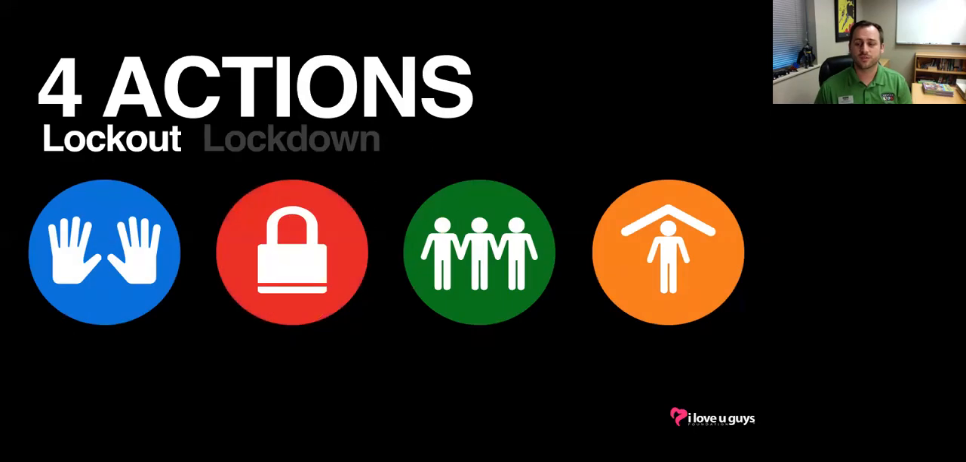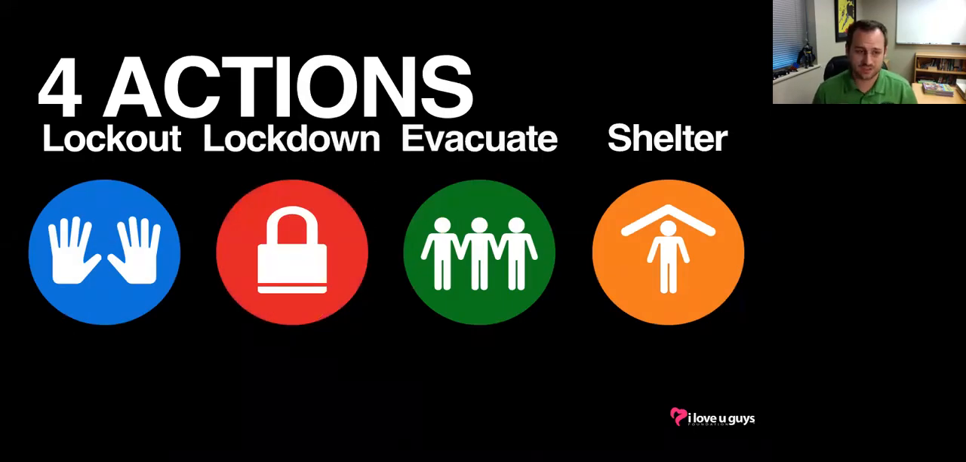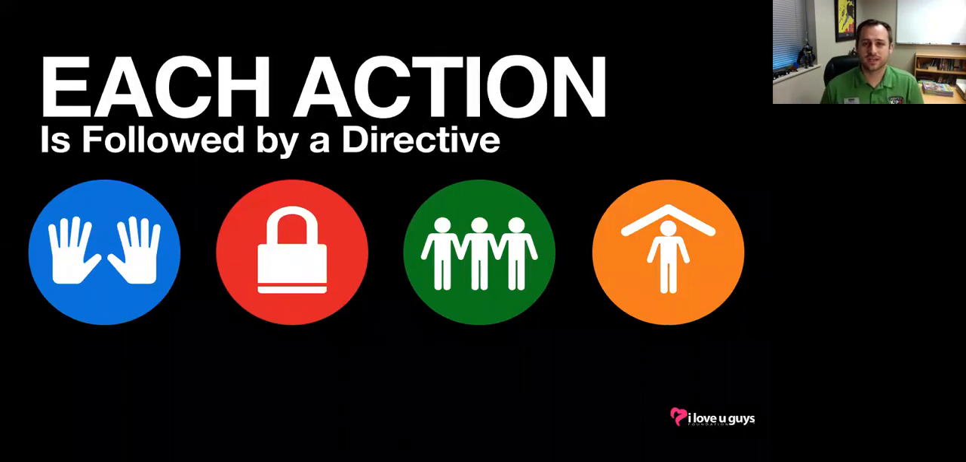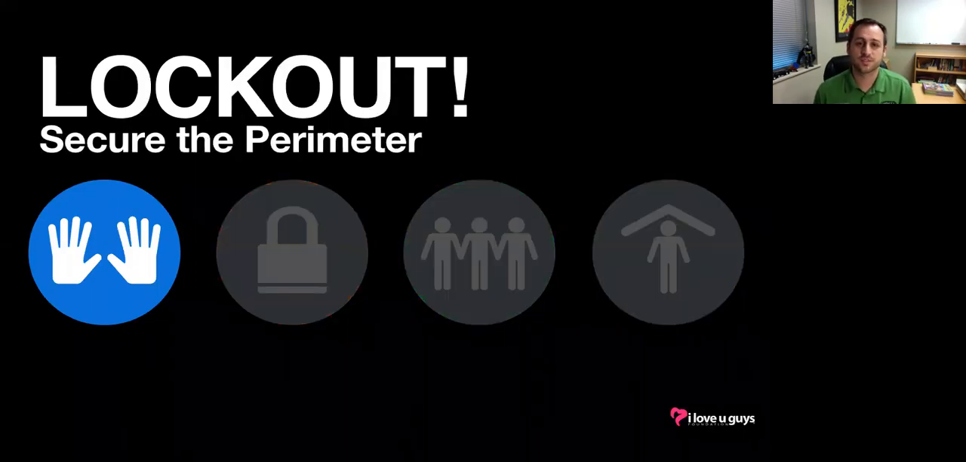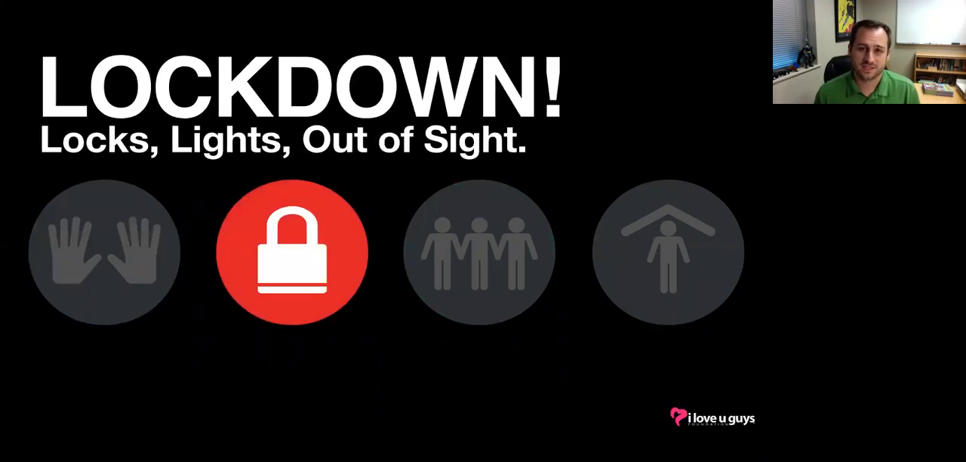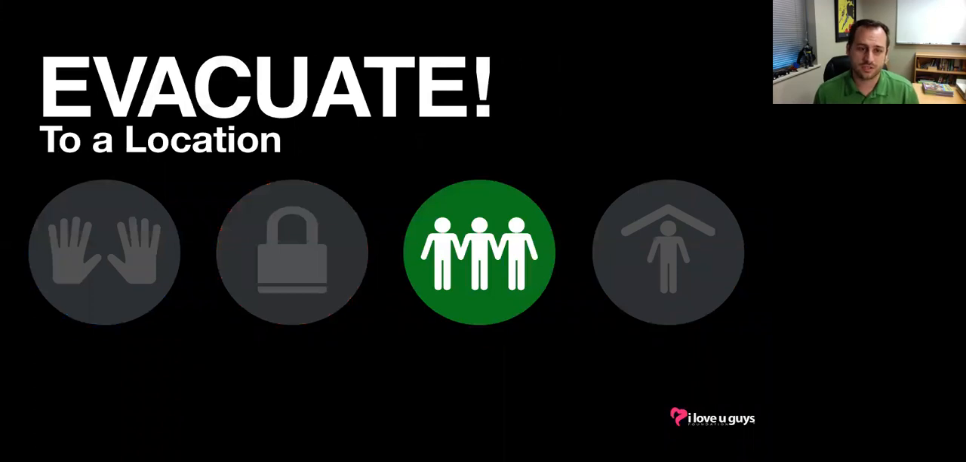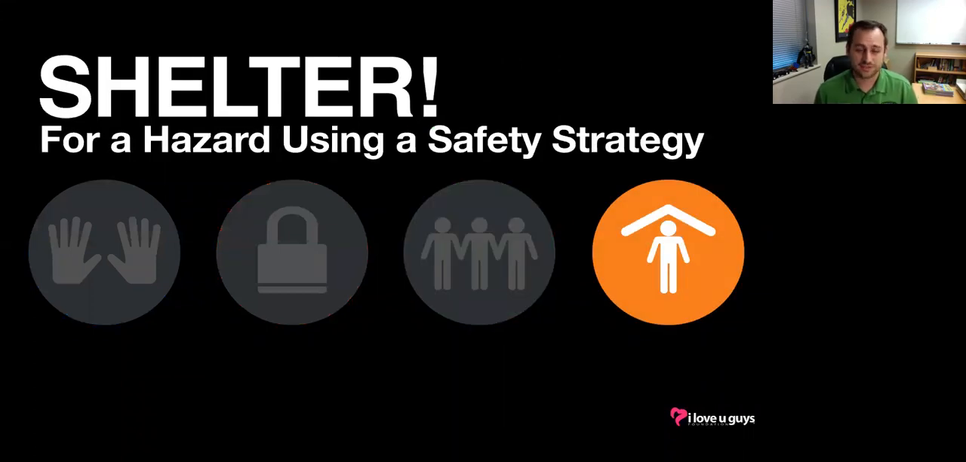So it does revolve around these four actions: lock out, lock down, evacuate, shelter, and then we're adding hold. And we'll talk about that at the end. Now, each action is followed by a directive, and so as we give an action, we will tell you what to do during that action. So the first one is lock out, secure the perimeter; lock down, locks lights out of sight; evacuate to a location; and shelter for a hazard using a safety strategy, and we'll talk about that. And of course, the 5th one is hold in your classroom.